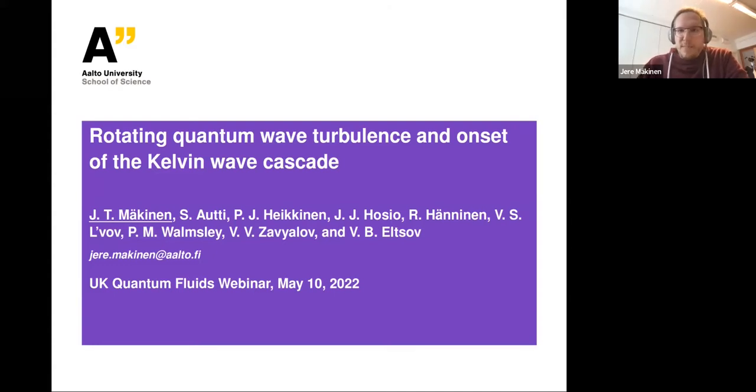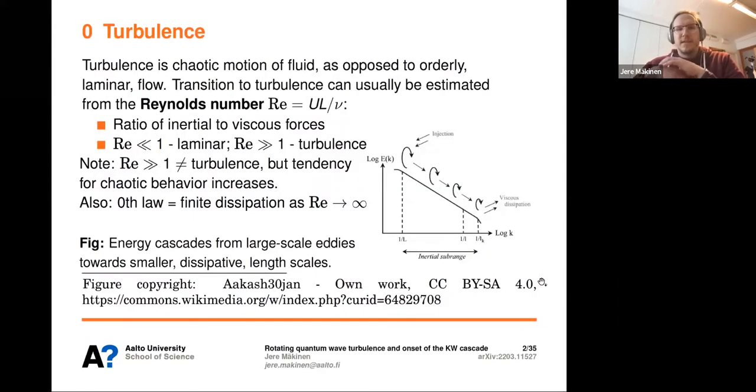By the end of the talk, I hope I have managed to explain to you what I mean by rotating quantum wave turbulence, as well as why we believe that we do see the onset of the Kelvin-wave cascade in our experiments. So first off, some little background.